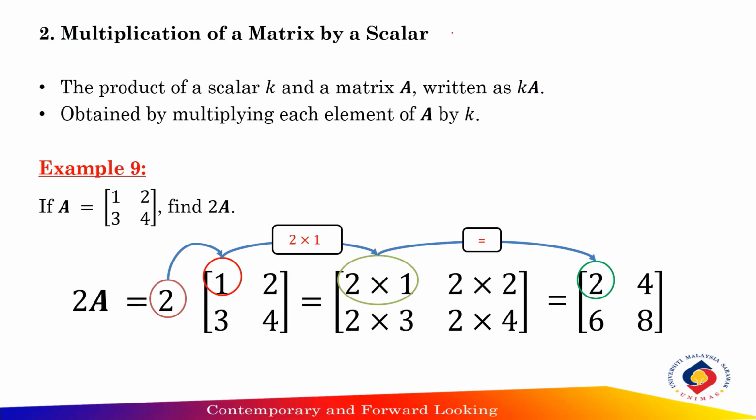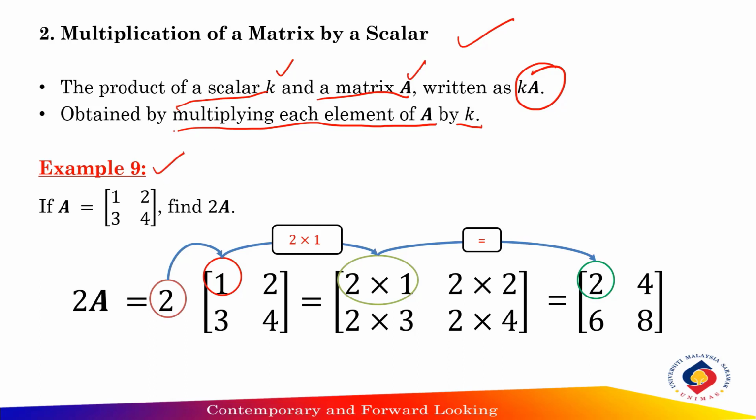Case number 2, multiplication of a matrix by a scalar. Now let's say you are given a matrix A and then a scalar K. Then multiplication of a matrix A and scalar K can be written as KA. So the product of K and matrix A here is obtained by multiplying each element of matrix A by K.